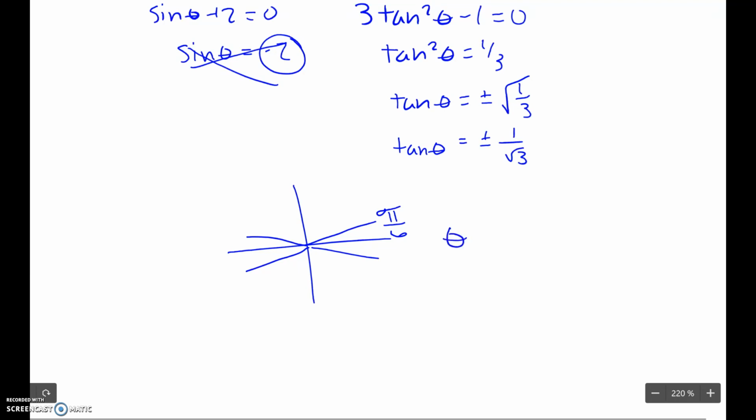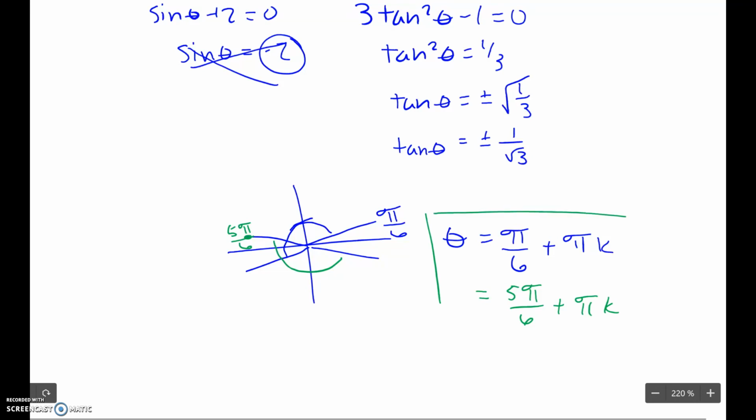So my answer is going to be pi over 6 plus, to get to this one, we're going to add pi k. And then right here is 5 pi over 6, and to get to that one is pi k. So 5 pi over 6 plus pi k. So those are all of my solutions for tangent.